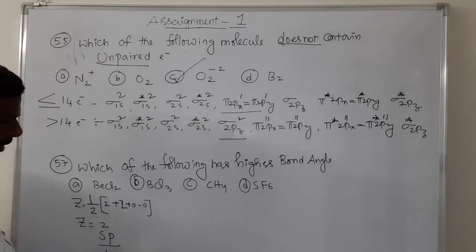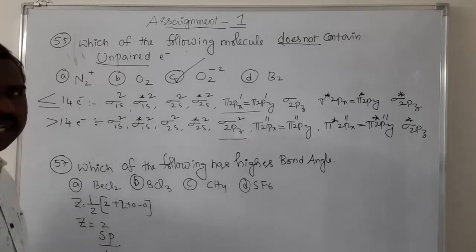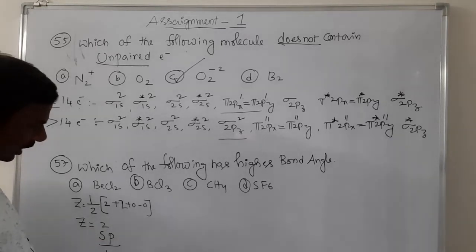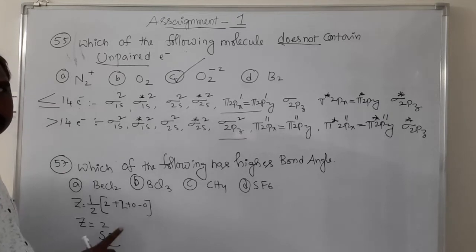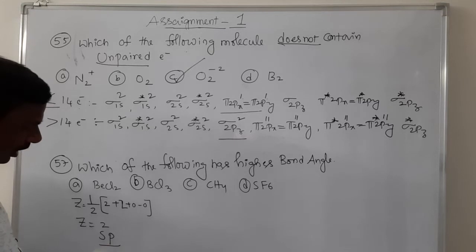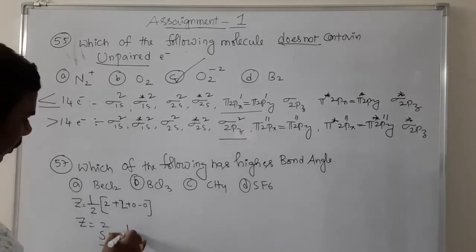For sp hybridization, bond angle is 180. Shape is linear, we know already. Right? 180 bond angle. So bond angle is 180 for sp hybridization.